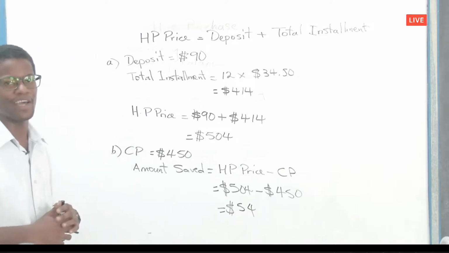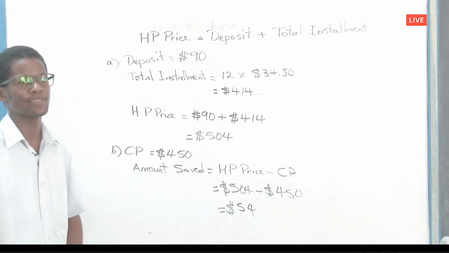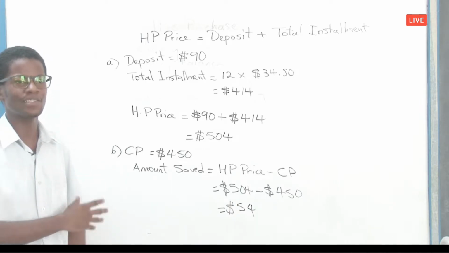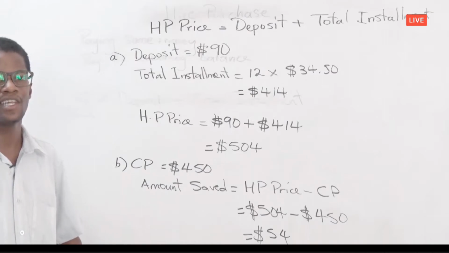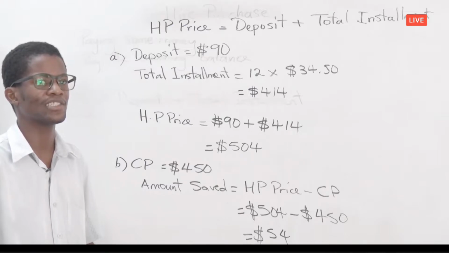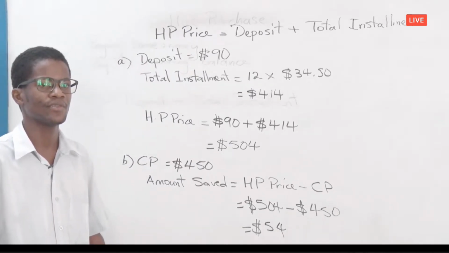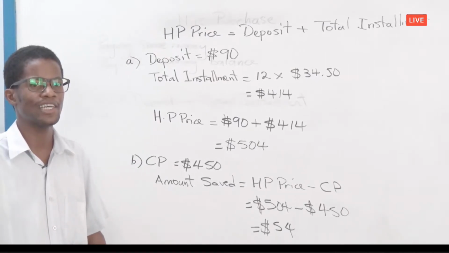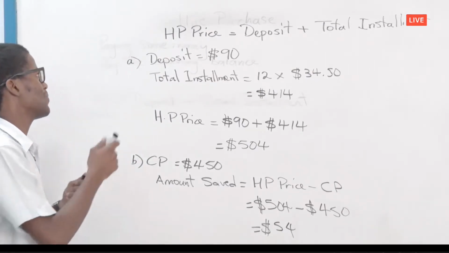Remembering what is involved in finding the total hire purchase price, and then using what we are given as the information to be able to calculate the amount saved if we are to buy the item using cash. So make sure you have this written down. I'm going to give you 1 minute to copy it down, the example. So this is your example.